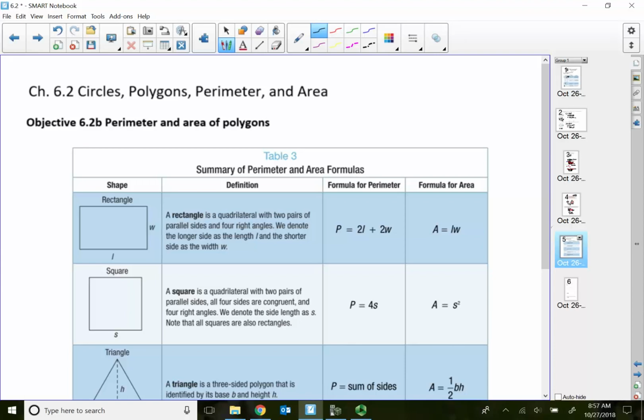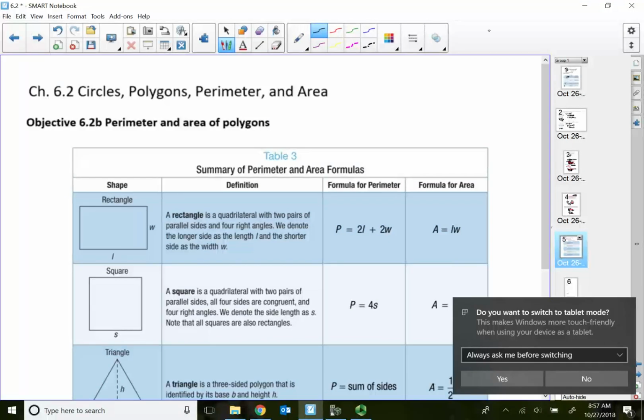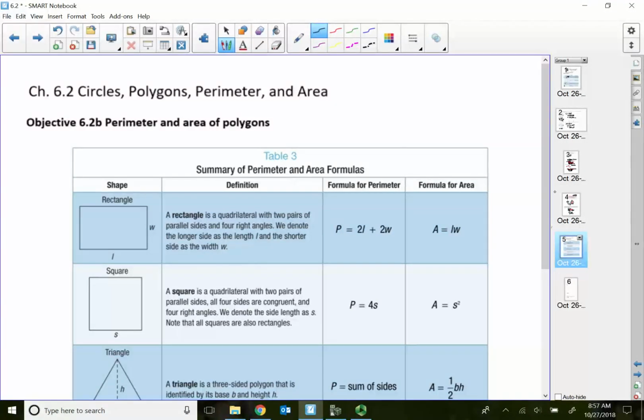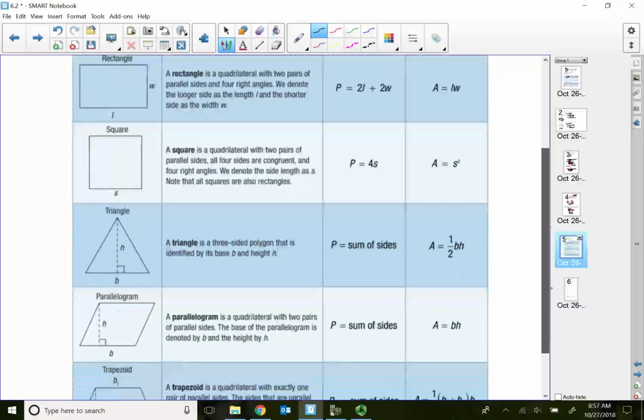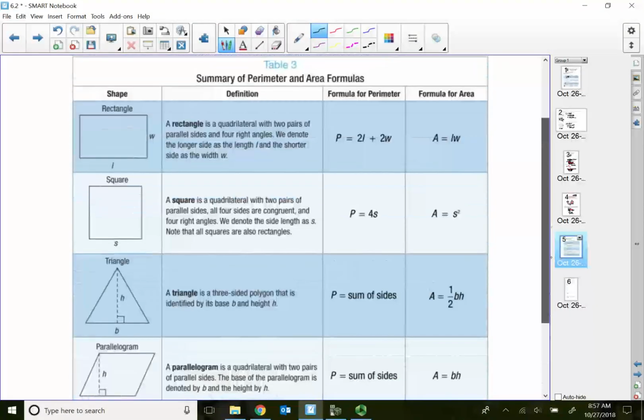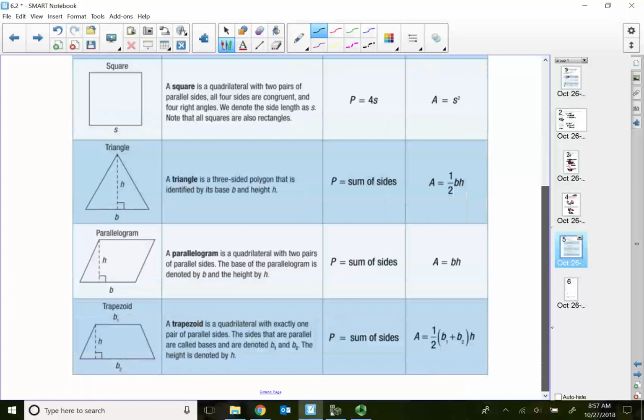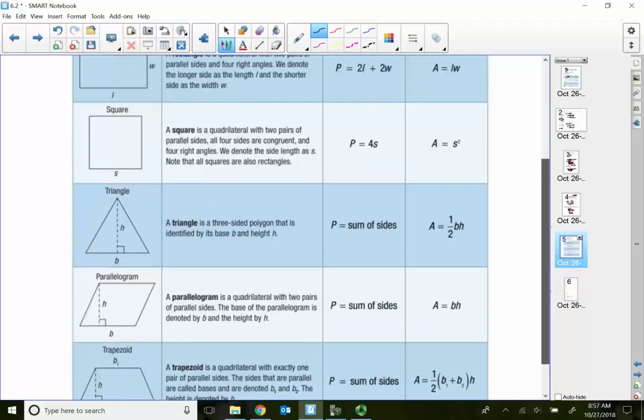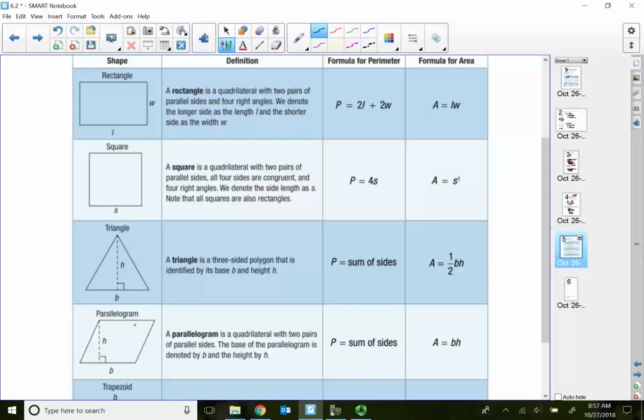55, section 6.2. In this lecture video, let's take a look at perimeters and area of our polygons. I mentioned something about quadrilaterals last time. So here I have 4 of those specific quadrilaterals: rectangles, squares, parallelograms, and trapezoids. I also have a triangle here.